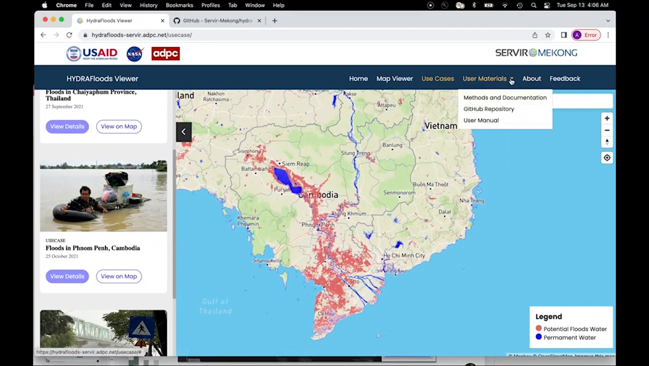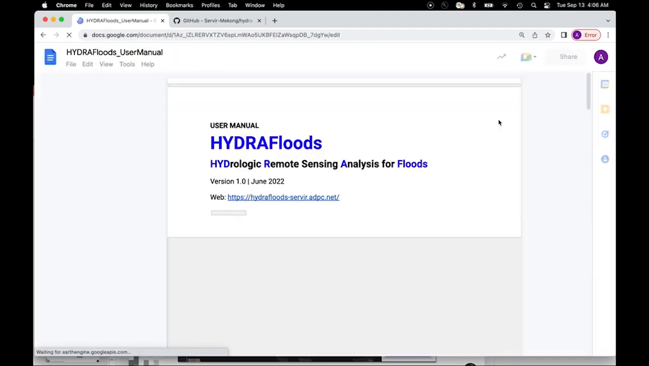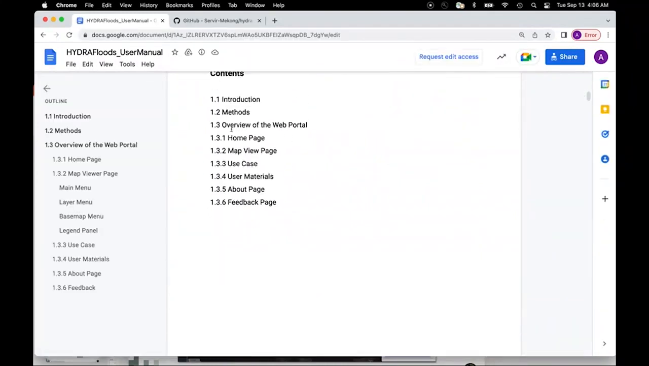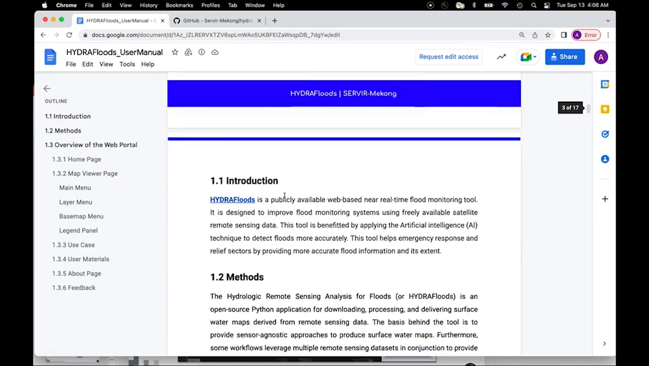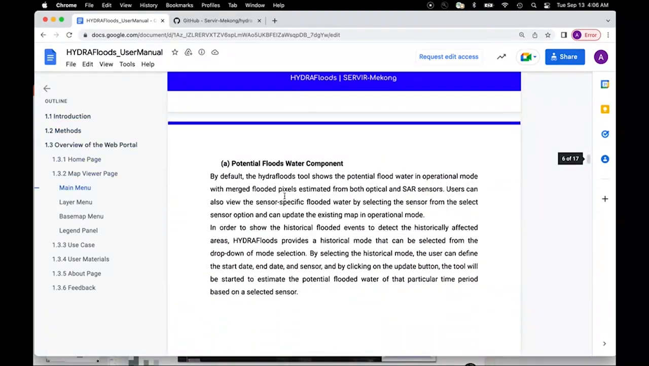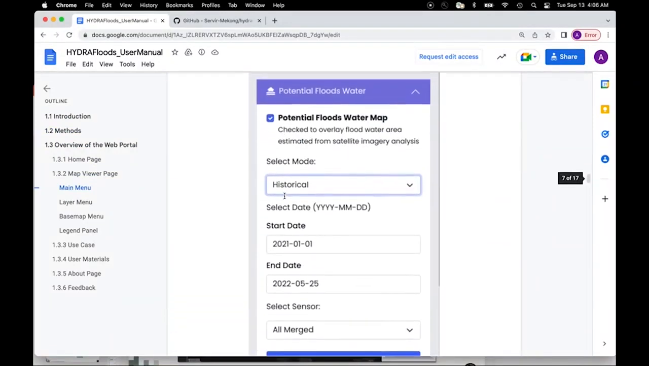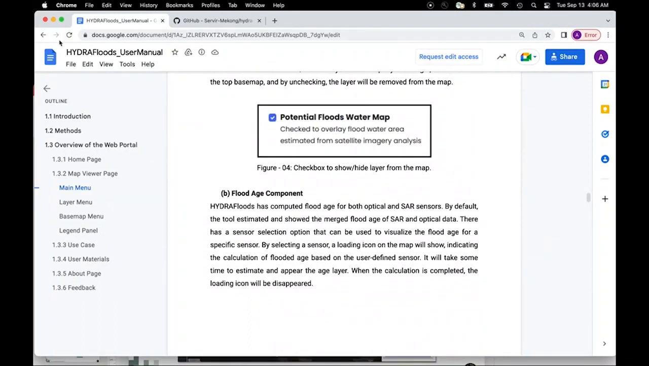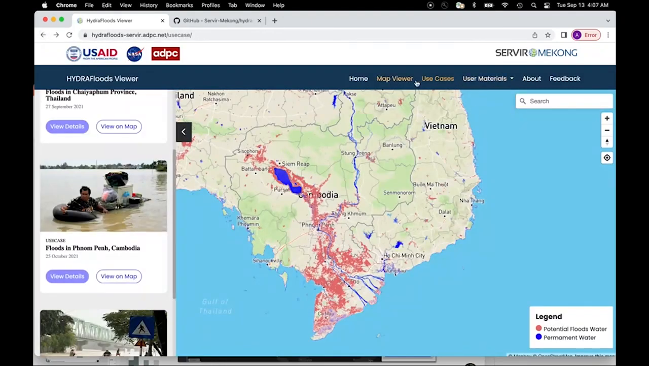You can look at user material. It has methods and documentation. GitHub repository is there, and user manual is there. So you can look at the user manual, and it tells you how to install this Python API and how to use Google Earth Engine along with Google Cloud to work with hydrofloods. So you can look at this information if you want to use this tool for your own region.